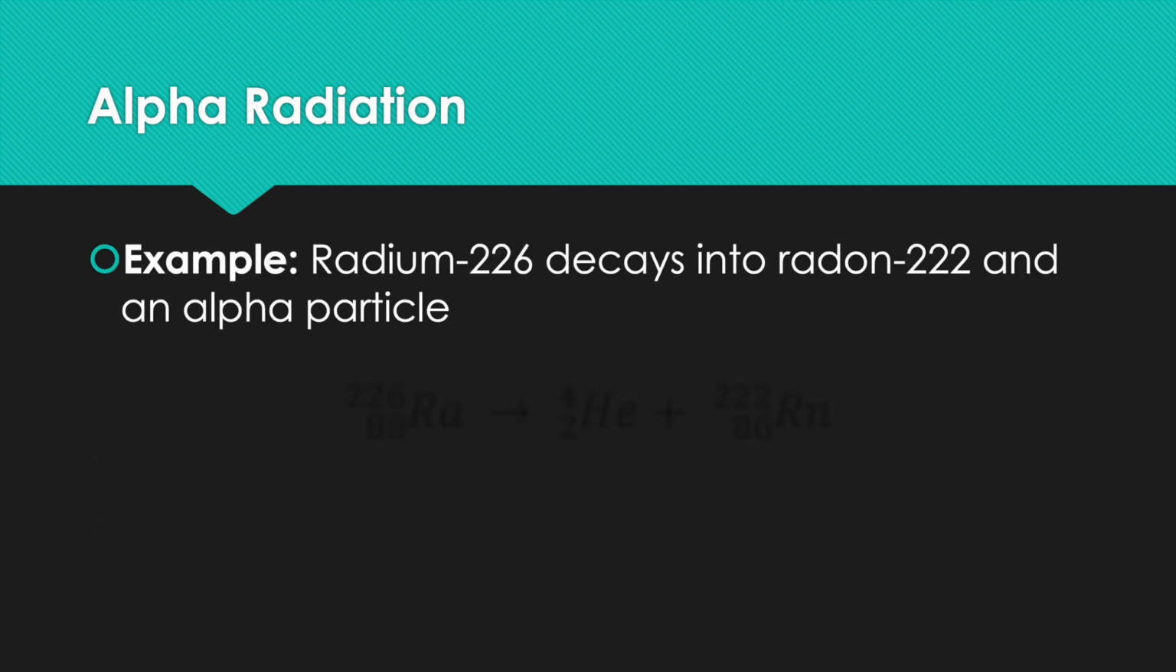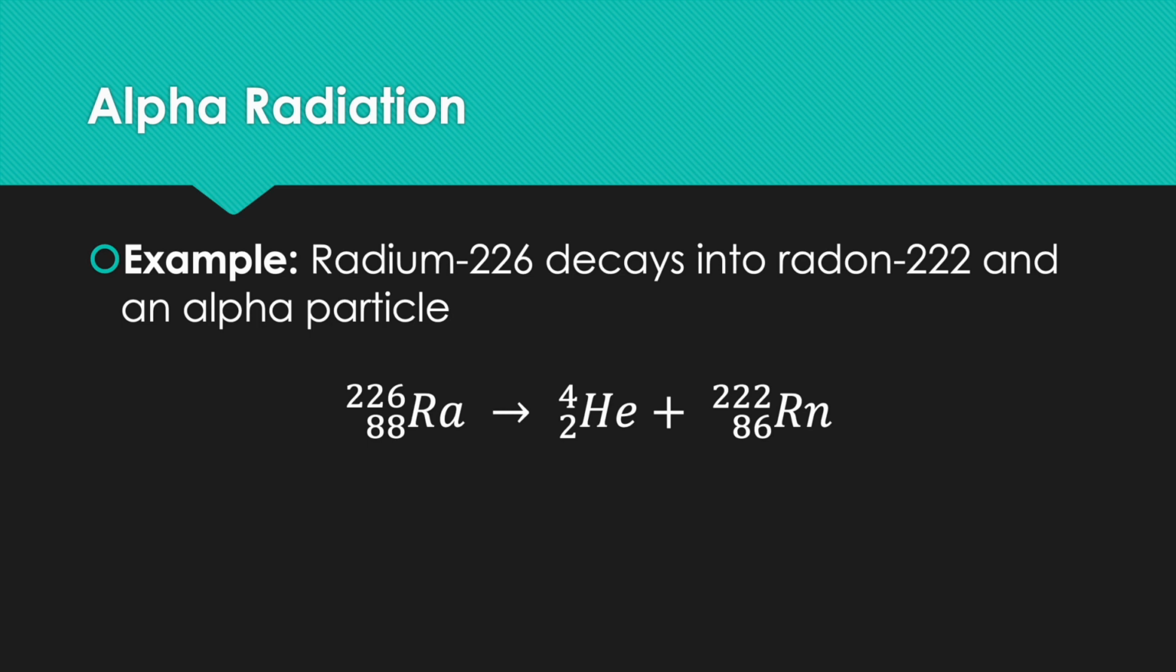So an example of alpha radiation is radium-226 will decay into radon-222 and an alpha particle. And so this is how you would actually write that nuclear equation. You start on the left with the atom that is undergoing decay, and then on the right you have the decay particle, the alpha particle, and the new daughter nucleus.